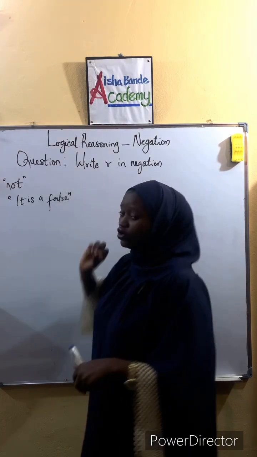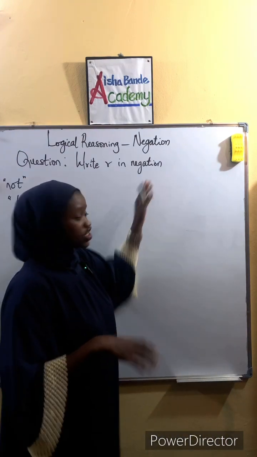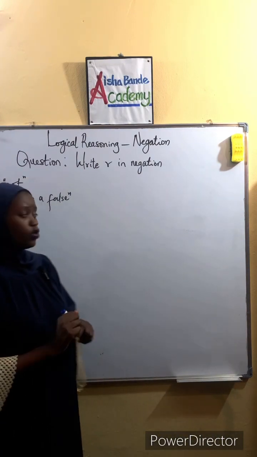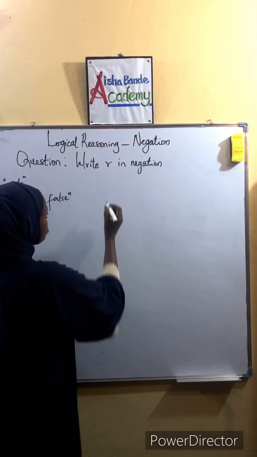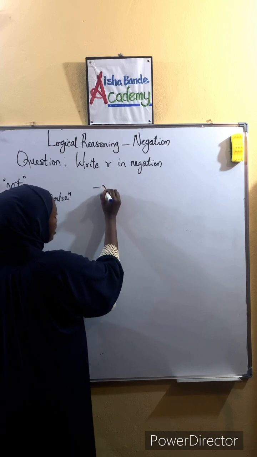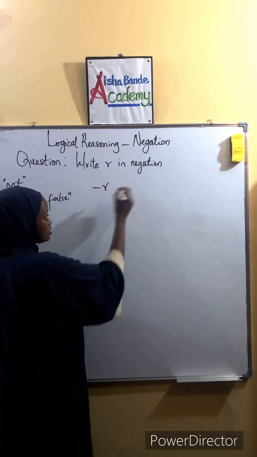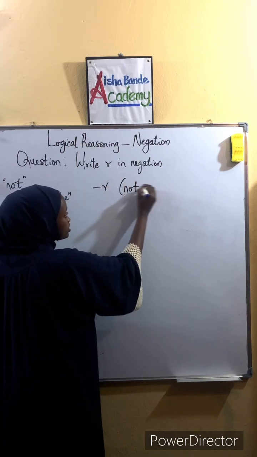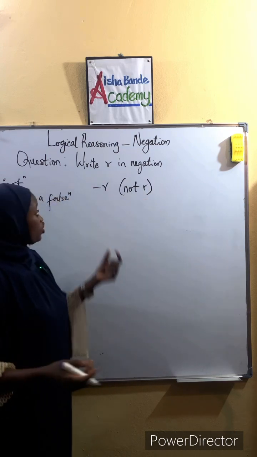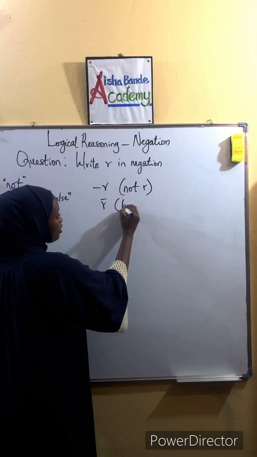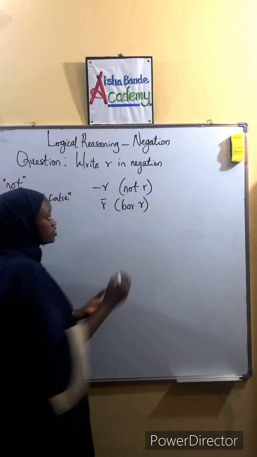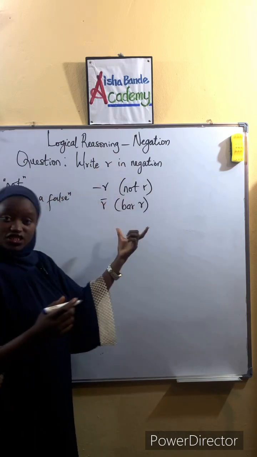So we have a question on the board which says that we should write R in negation. This is just a straightforward question. R in negation is going to be minus R. Minus R means it is not R. Another way of writing R in negation can be R bar or bar R. Anyhow you call it, this is another form of writing R in negation.